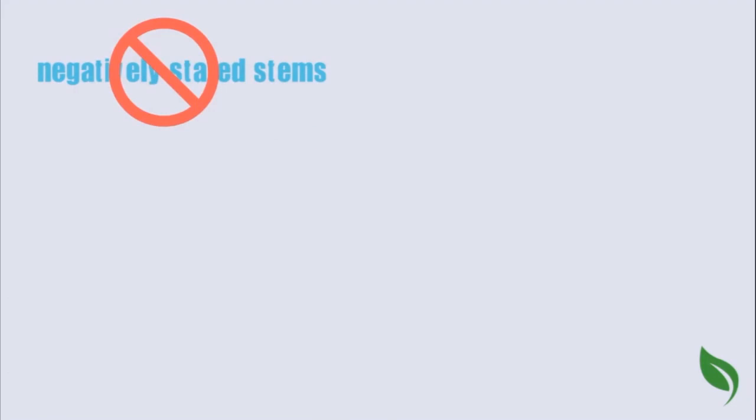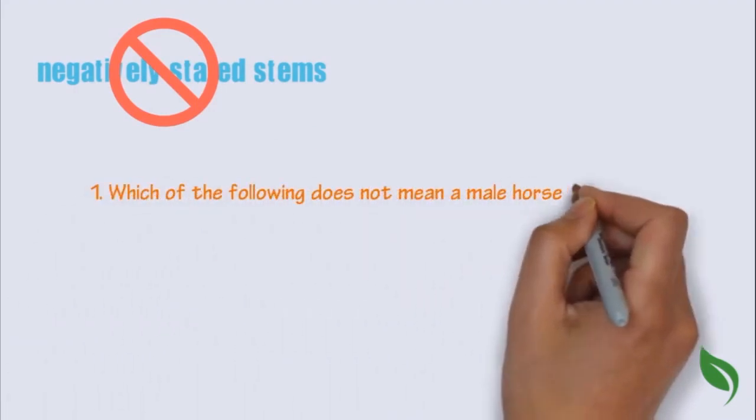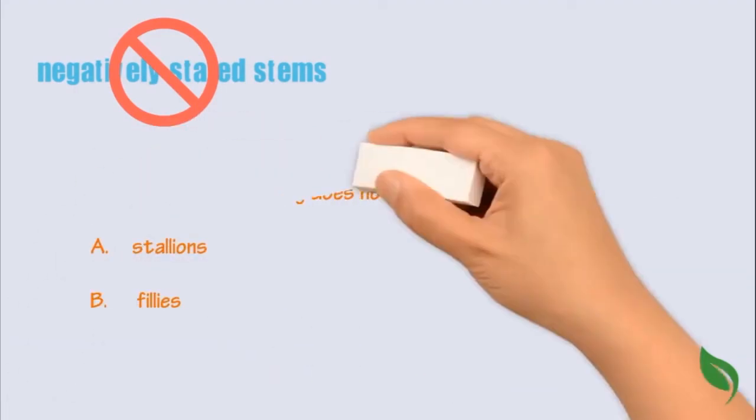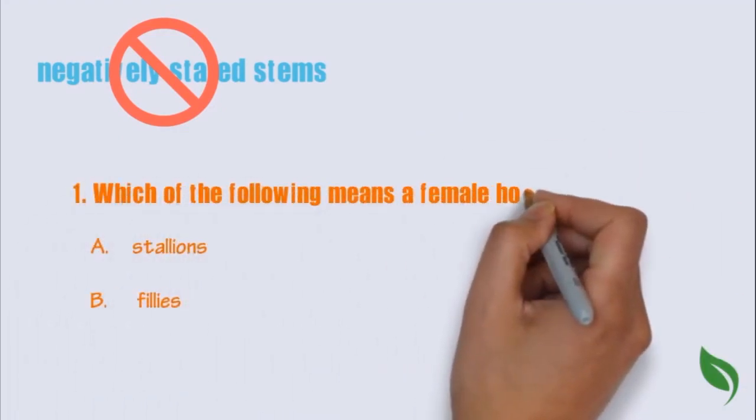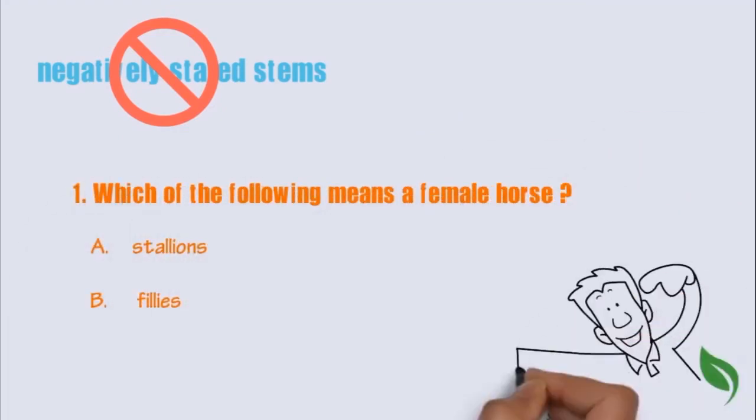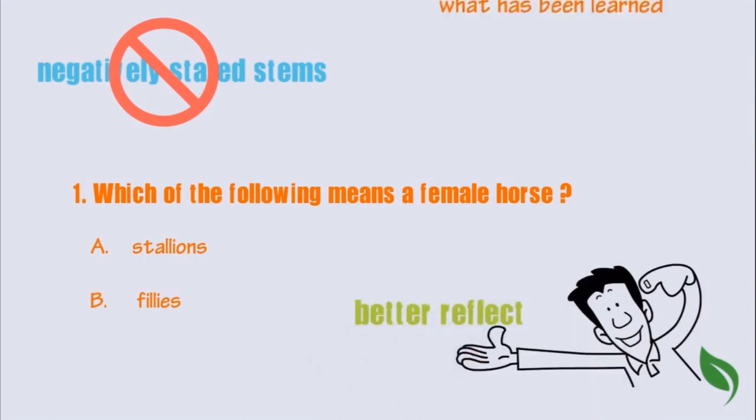Number 3. Whenever possible, avoid writing negatively stated stems. For example, "which of the following does not mean a male horse" can be rephrased as "which of the following means a female horse," and will generally result in test responses that better reflect what has been learned.